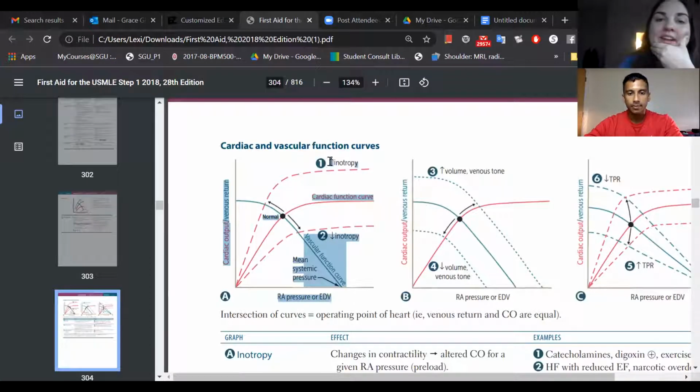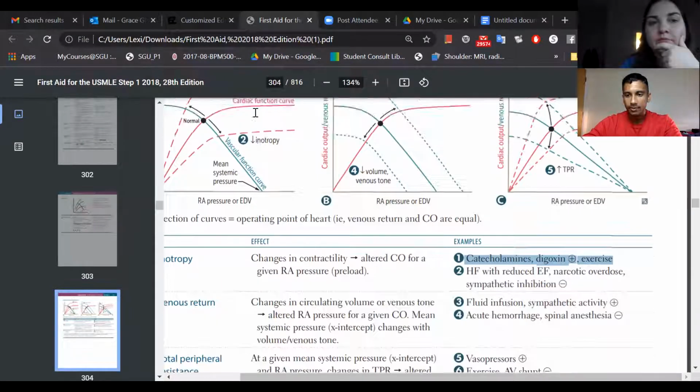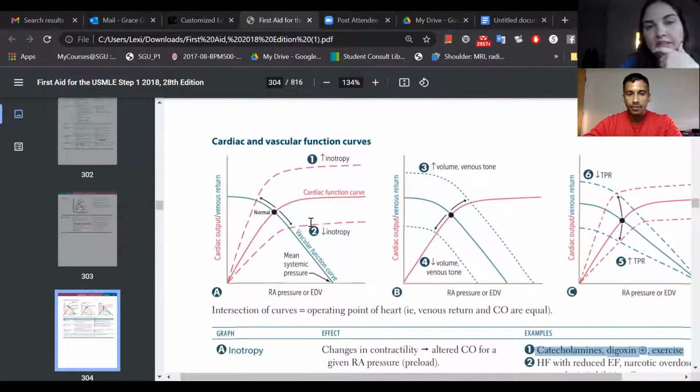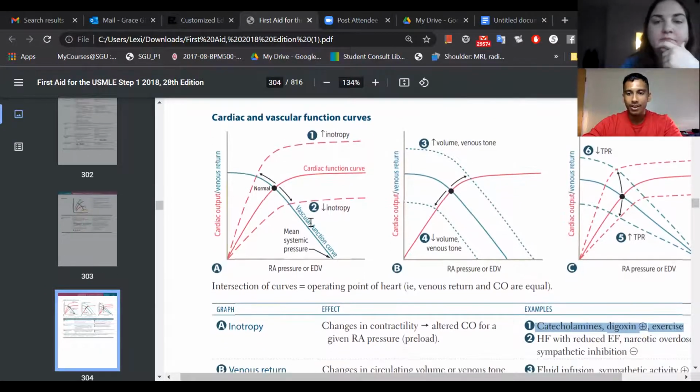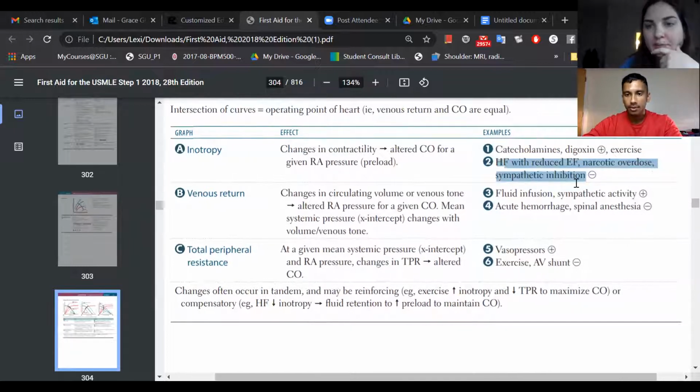So if we want to increase inotropy, if we want to increase contractility, how would we do that? Sympathetics. Great, perfect. That's their first example, right? Catecholamines. There's also some drugs, exercise. Okay, how would we decrease contractility? Like a beta blocker. Perfect. Heart failure, narcotic overdose, or sympathetic inhibition. Sympathetic inhibition is beta blockers.